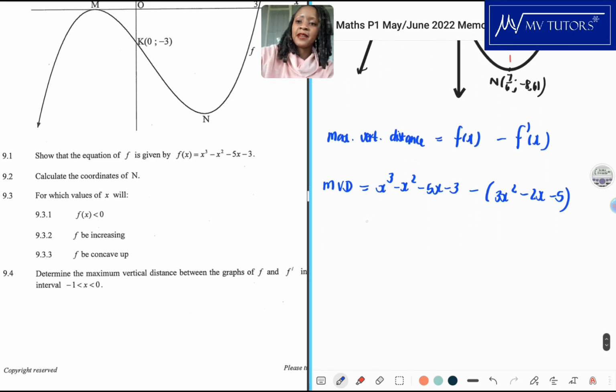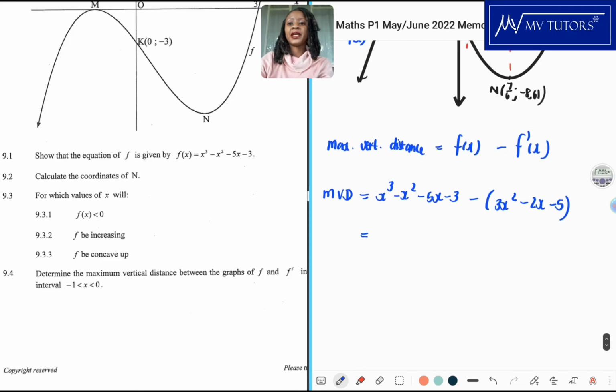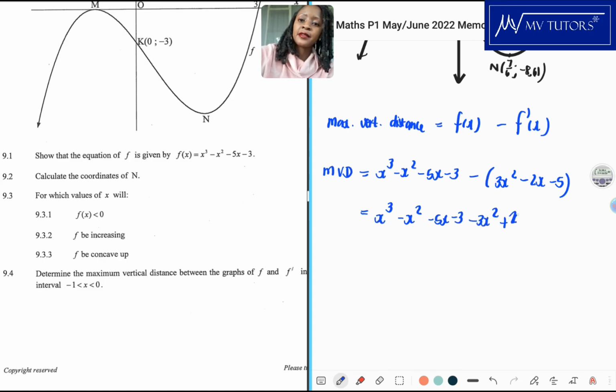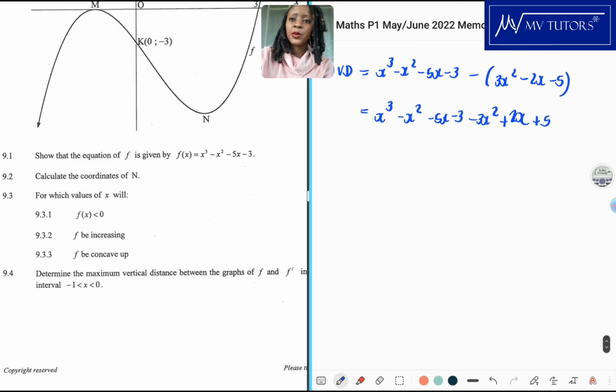All right, and then let's just simplify this equation. Because now we want to get what this MVD equation is. And then we're going to get the first derivative, substitute that x value into the original equation, which we are forming right now, and then we're going to get the distance, that is y. So I have x cubed minus x squared minus 5x minus 3. I'm removing the brackets, so I have minus 3x squared, positive 2x, and then positive 5. So now I can actually work it out.